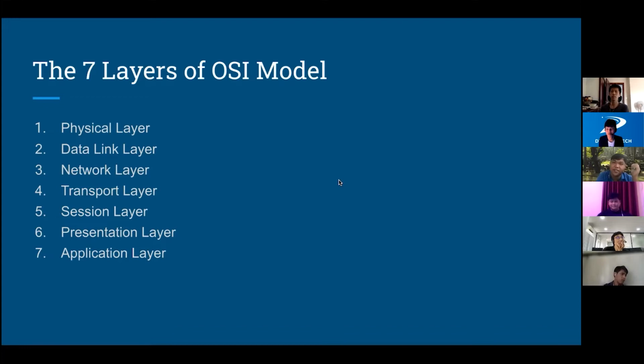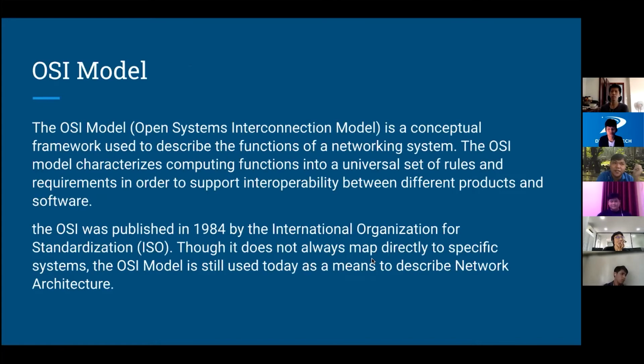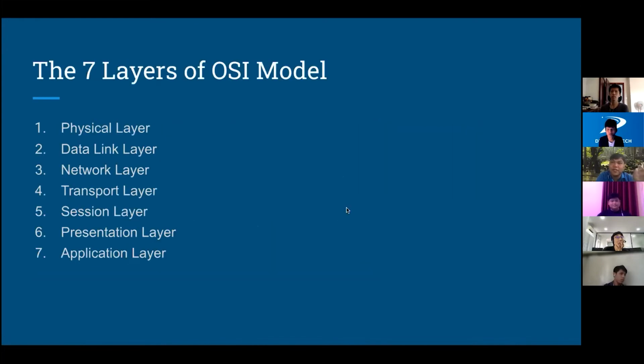It's just like normal people think that the applications can communicate together, but actually behind the scenes there are many layers working inside. Is it right?